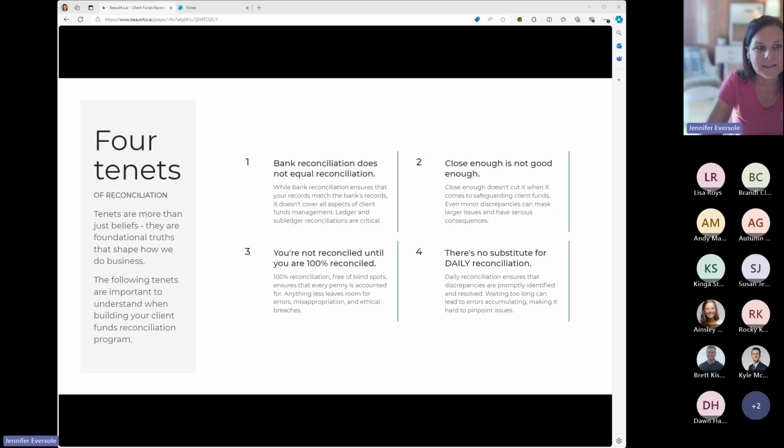Bank reconciliation is there to make sure that your records match the bank records. And that's really it. It doesn't cover everything. We have to go much further. Just because you write it down doesn't mean that it was supposed to happen. And that's why we can't just stop with bank reconciliation.